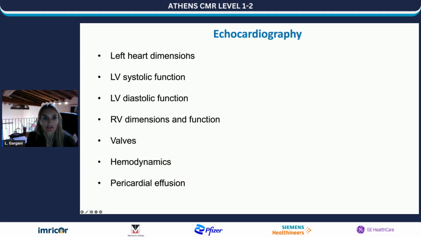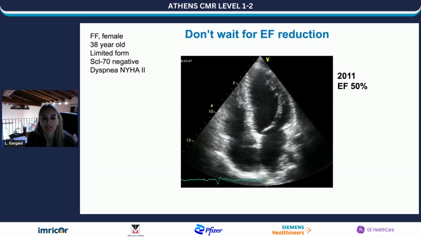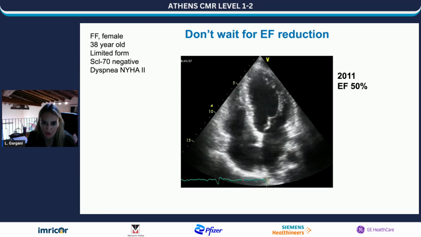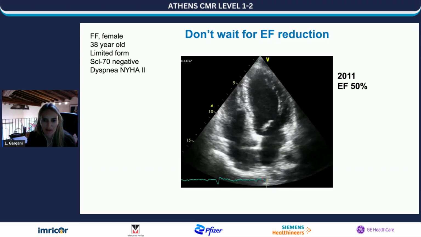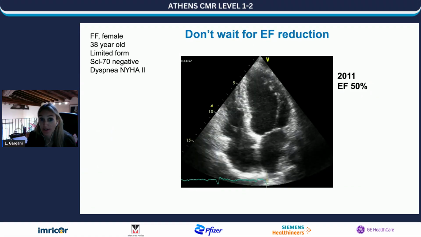And an echocardiography can provide us with many different information: left heart dimensions, right ventricular dimensions, left ventricular and right ventricular function, both systolic and diastolic, the valvular heart disease presence, hemodynamics, and pericardial effusion. But there is a first concept very important here, that even if, of course, echocardiography is a great tool and we cannot go without it, and we have to use it, again, even if you don't have a known cardiac involvement, we should not wait for a reduction of the systolic function in our patients with rheumatic disease.